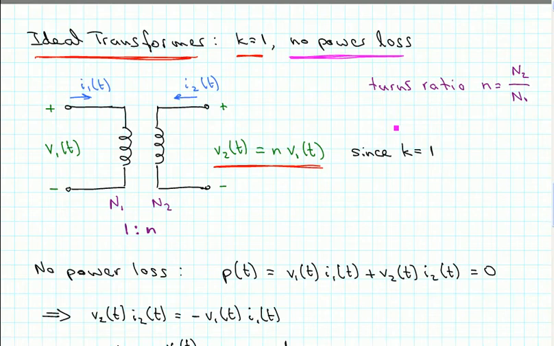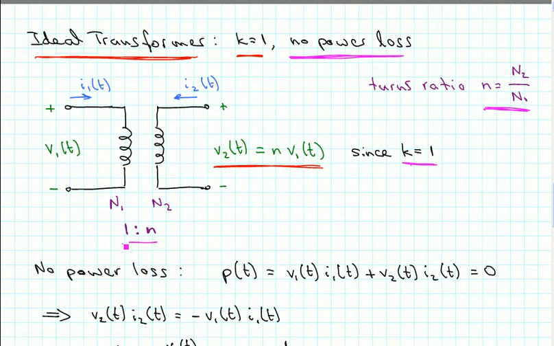And for an ideal transformer with a coupling coefficient of 1, it can be shown that the output voltage V2 of t has to be equal to little n times V1 of t. Little n is the turns ratio, as we discussed before. It's the number of turns of the secondary coil divided by the number of turns of the primary coil.